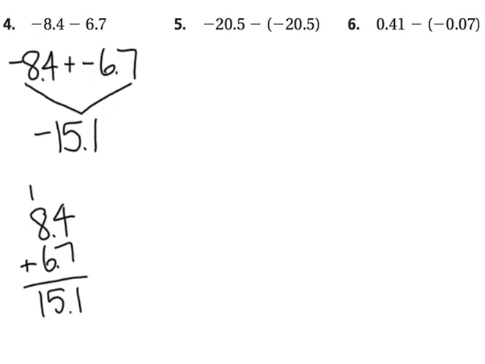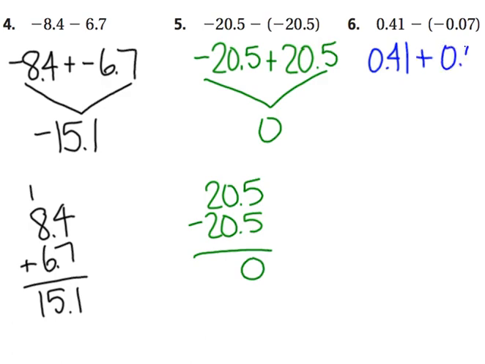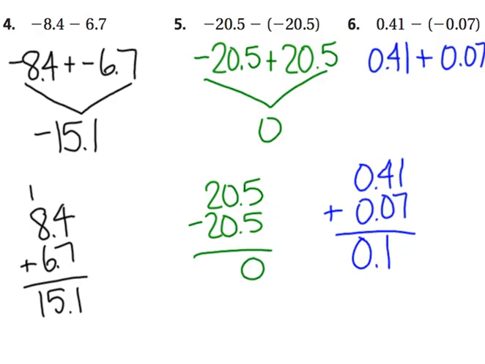Number 5, again, keep, add, opposite. And these have different signs, so we're going to subtract the absolute values, or we can recognize that those are opposites, and opposites always add up to 0. And finally, number 6, I'm going to have 40/100ths plus positive 7/100ths. And we can now just line up our decimal points and add. So final answer is 48/100ths, and that's positive.